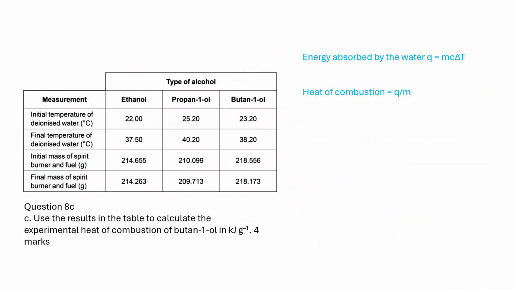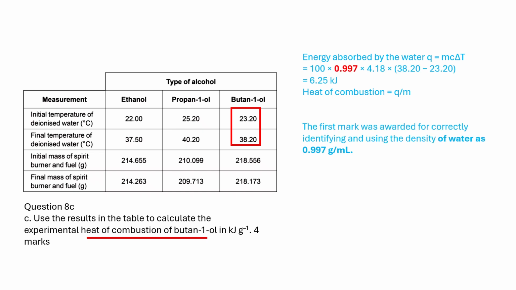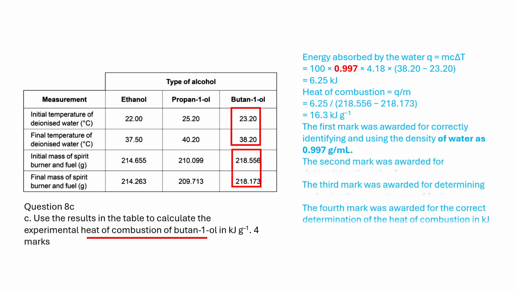We'll determine the heat of combustion of butan-1-ol by assuming that all the energy released is absorbed by water. First, we'll calculate the energy absorbed by the water, which represents the heat released by the butan-1-ol. The mass of butan-1-ol burned is found by taking the difference between the burner's initial and final mass. With these values, we can then calculate the heat of combustion of butan-1-ol.